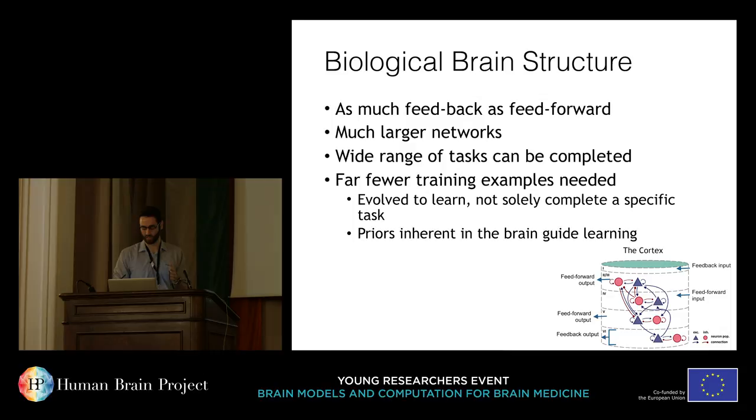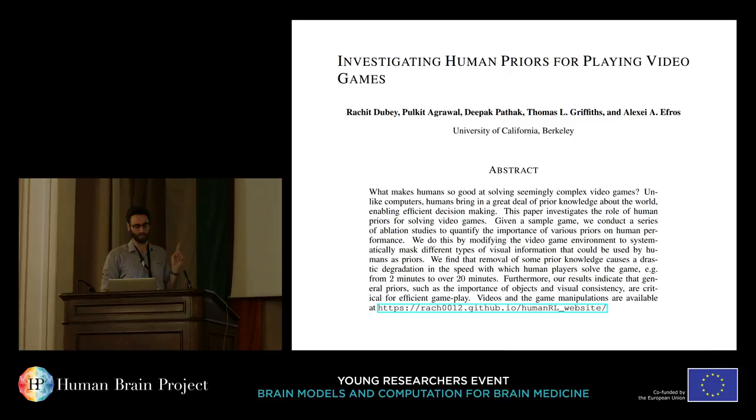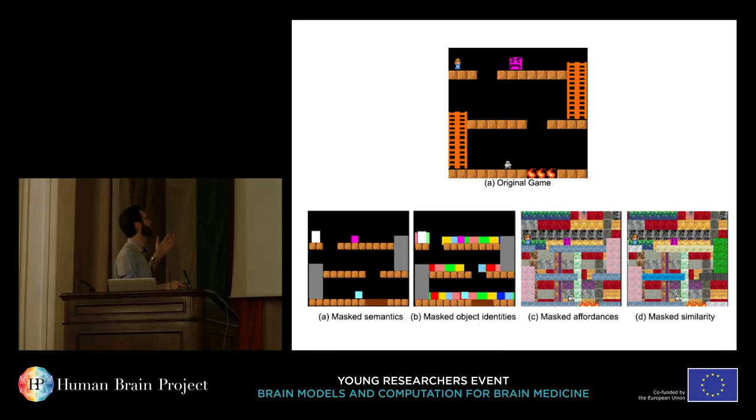So a good example of this is this paper called Investigating Human Priors for Playing Video Games. They developed a very simple game where you can look at that and it's quite obvious that you've got to climb the ladder, you jump over the fire, climb up the other ladder, and kill or jump over this bad guy to then save the princess. Very easy. This is all very intuitive to a human.